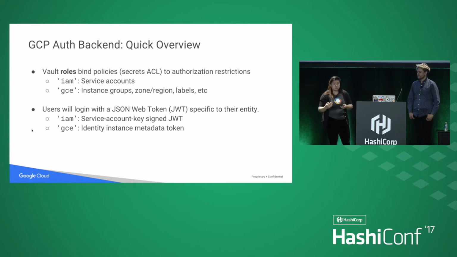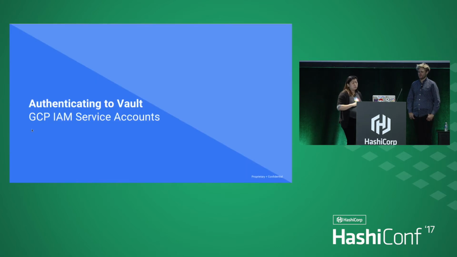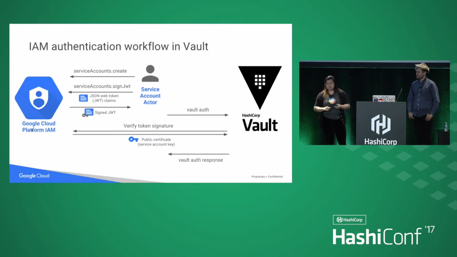For GCE roles, we restrict them by what instance group that instance is in, zone or region, GCP labels, and other things like that. And so users will log in using a signed token, as we mentioned, specific to their entity. So IAM service accounts will have a service account key signed JWT, and GCE is an identity instance metadata token. So we'll talk a little bit about each of these in a little more depth.